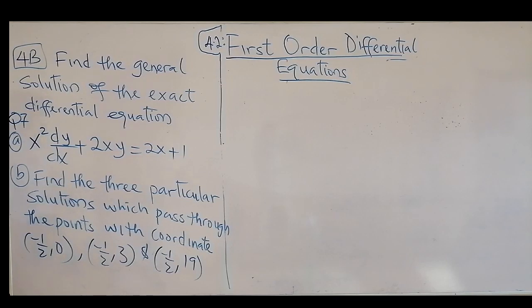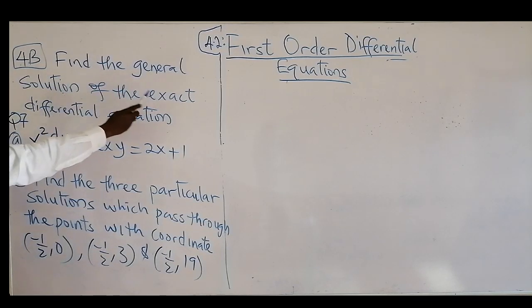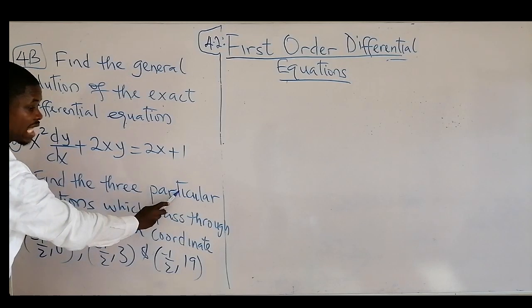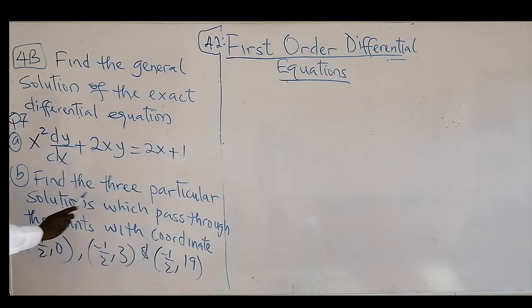We have question 7. We're still on exercise 4b. Find the general solution of the exact differential equation. We have this differential equation, the first order differential equation. And then we have the b part. Find the 3 particular solutions which pass through the points with these coordinates. So let's go straight to the question, the A part.